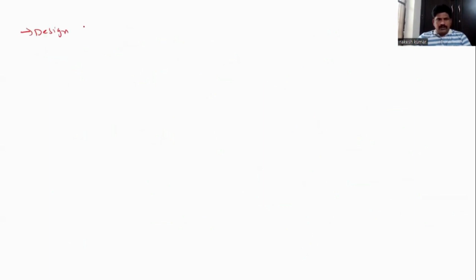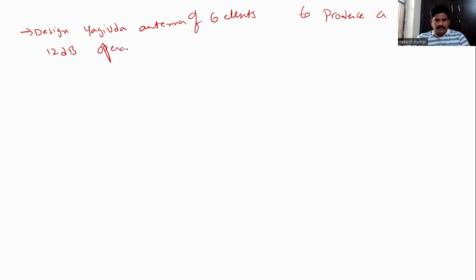Design a Yagi-Uda antenna of six elements to produce a gain of 12 dB, operating at a frequency of 200 megahertz. Okay, so solution.